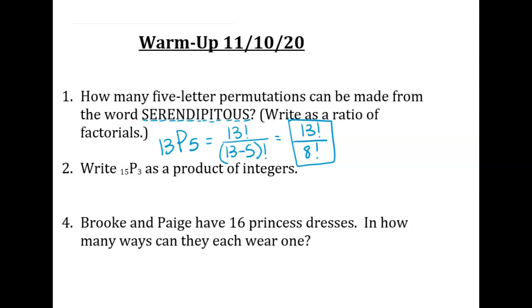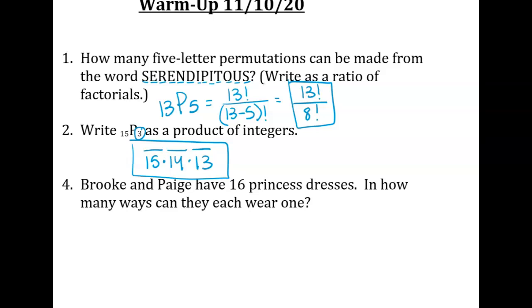So pay attention to what you're being asked for. Okay, 15P3 is a product of integers. Well, if you're choosing 3, our first choice we have 15. We used 1, now we have 14, now we have 13. So there's our product of integers.